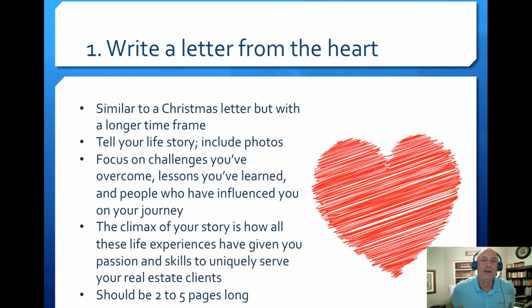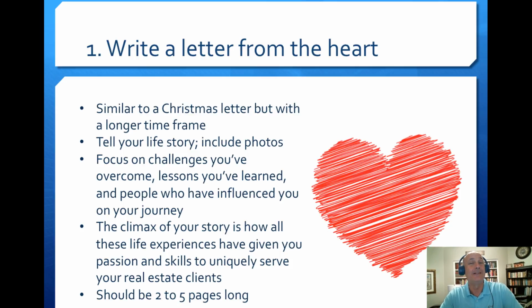Number 1, write a letter from the heart. If you've never heard that expression, a letter from the heart is very similar to a Christmas letter. You're updating friends and family upon your life, the events of the past year. Little Johnny became a Cub Scout, and we got to vacation in the Grand Canyon. Just include lots of photos, tell your story, introduce your family, highly personal. But the time frame for a letter from the heart is much longer.